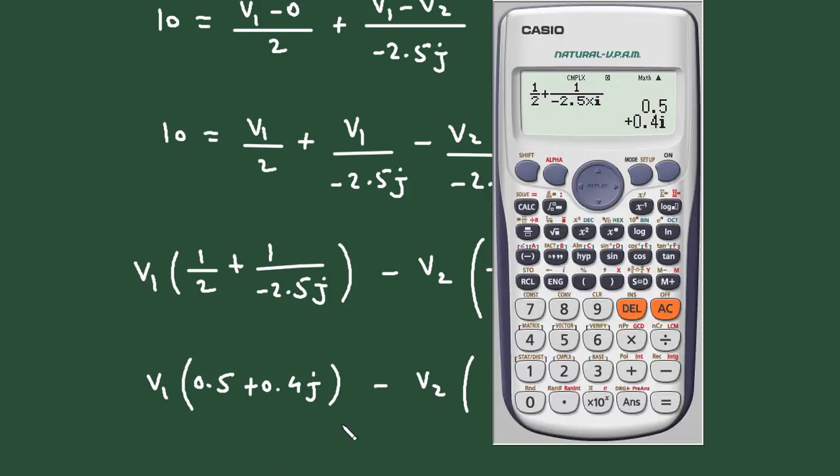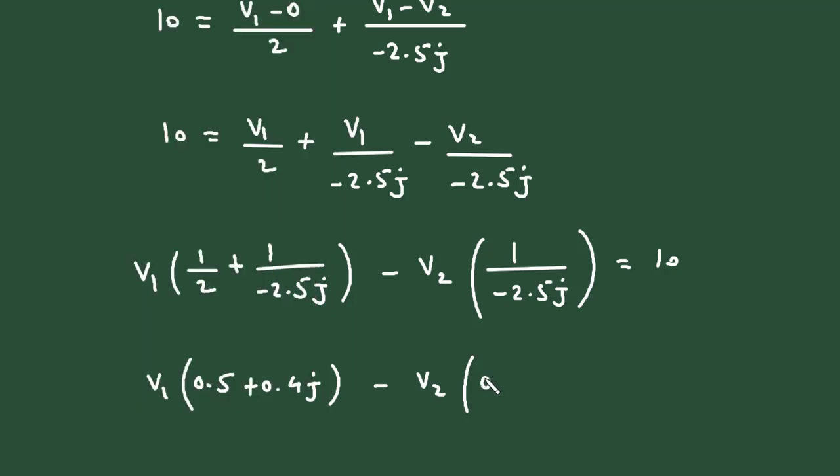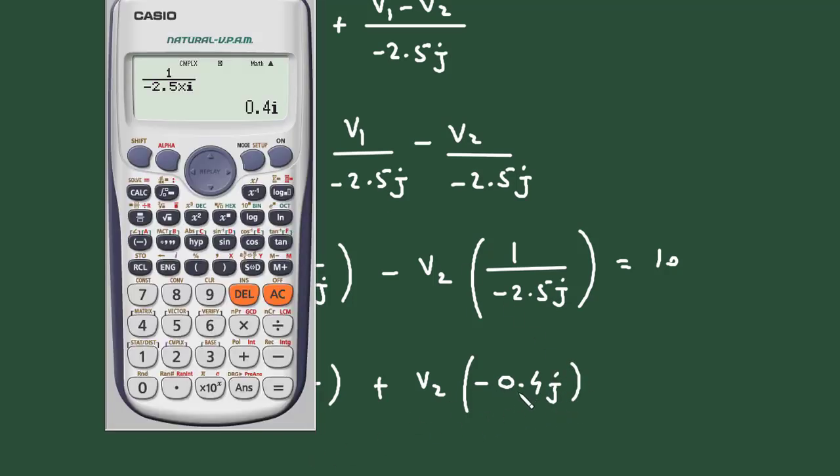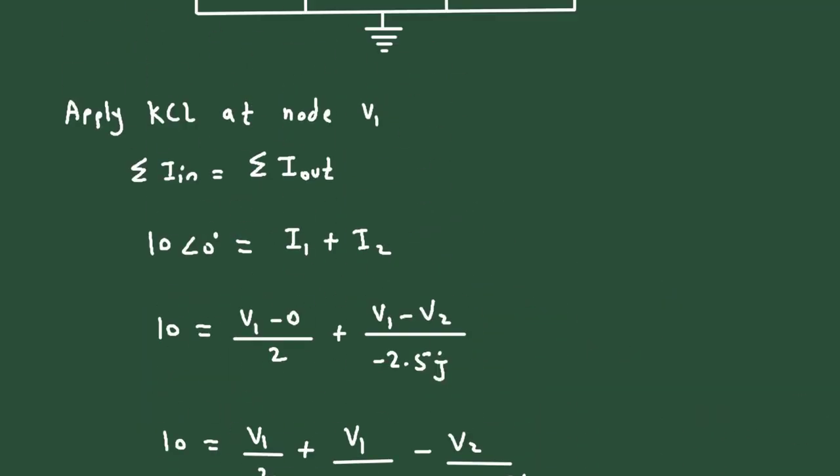Now this will be 1 upon minus 2.5 into J, so it is 0.4J. We can take this plus here and this minus inside, so it will be minus 0.4J. Minus 0.4J is equal to 10. Now let's say this is equation number 1.